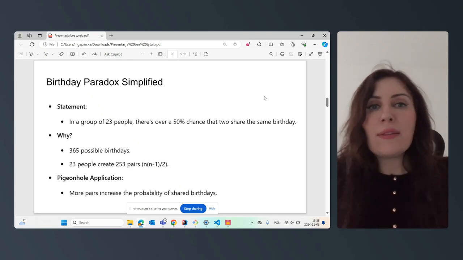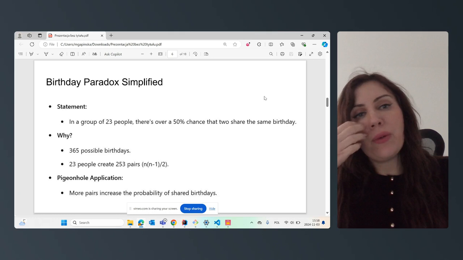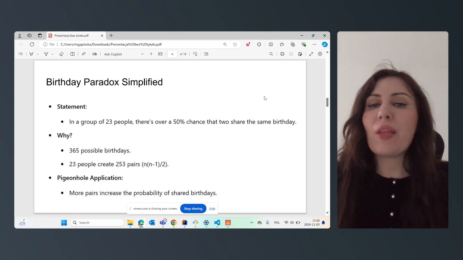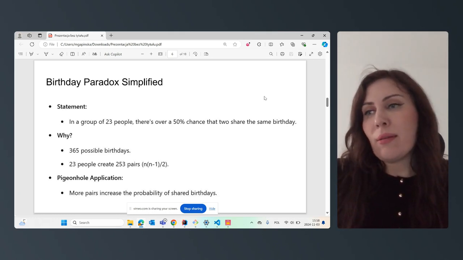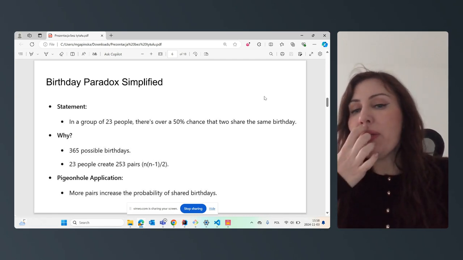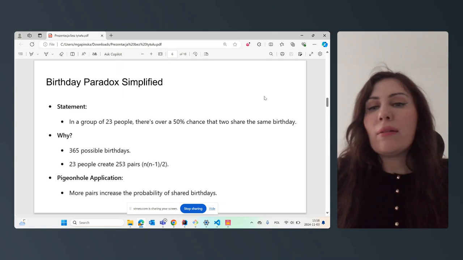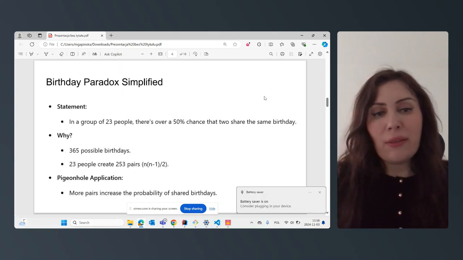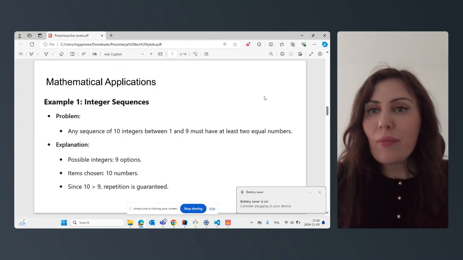So this is different than what our intuition may help us, tell us. But for example, if there are 50 people, the possibility is even bigger.